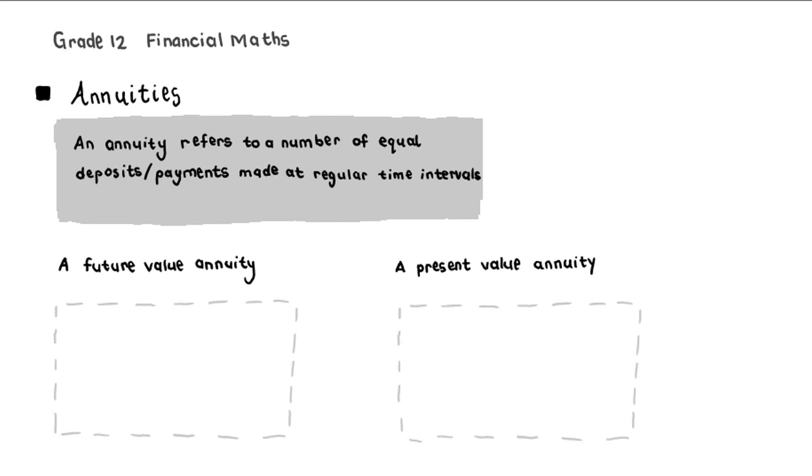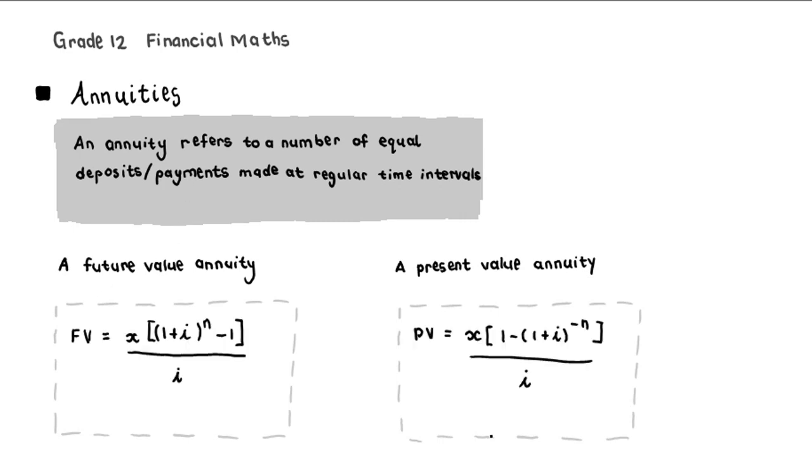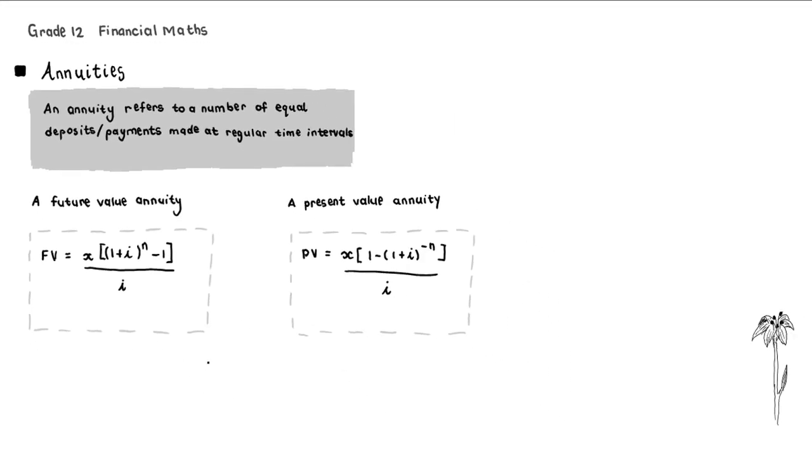And if you go to the back of each and every question paper, you have your formula sheet. On that formula sheet, you're going to have the future value annuity formula and the present value annuity formula. Let's look at these formulas and I'll explain to you what each variable actually means. Alright, so on the left hand side we have our future value annuity formula, and on the right hand side I've written down the present value annuity formula.